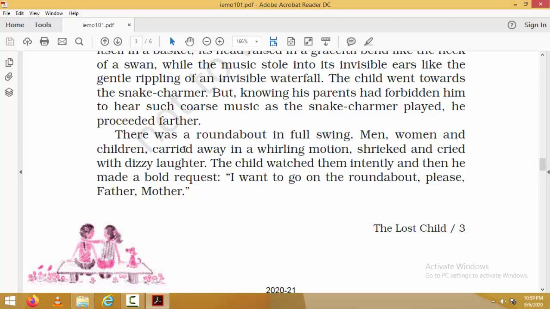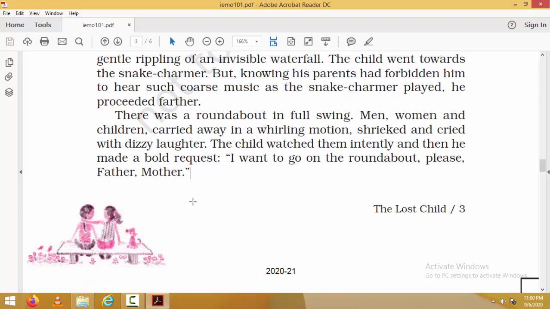Men, women and children were carried away in a whirling motion, and they shrieked and cried, making noises and dizzy laughter. The child watched them intently and then he made a bold request. All his requests had been refused by his parents, but after seeing the roundabout, he wanted to have that experience. So he made a bold request to his parents: "I want to go on the roundabout. Please, father, mother."